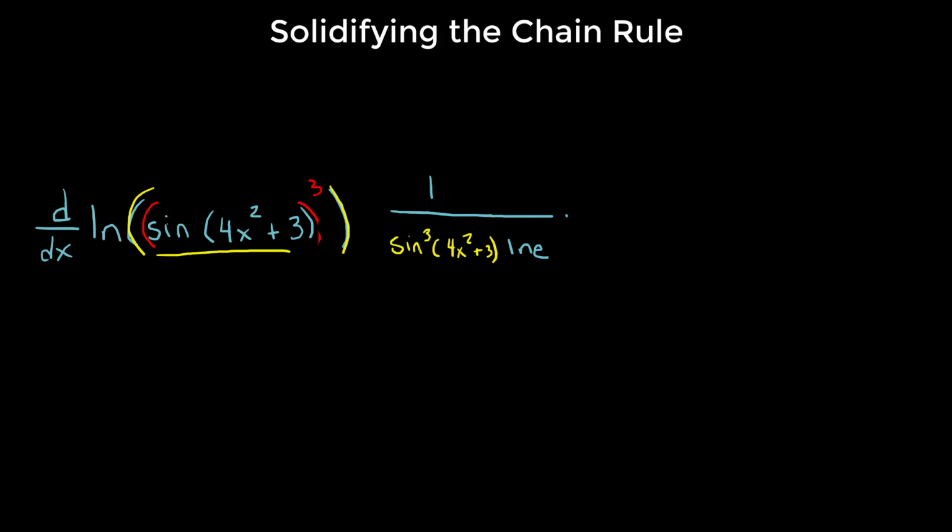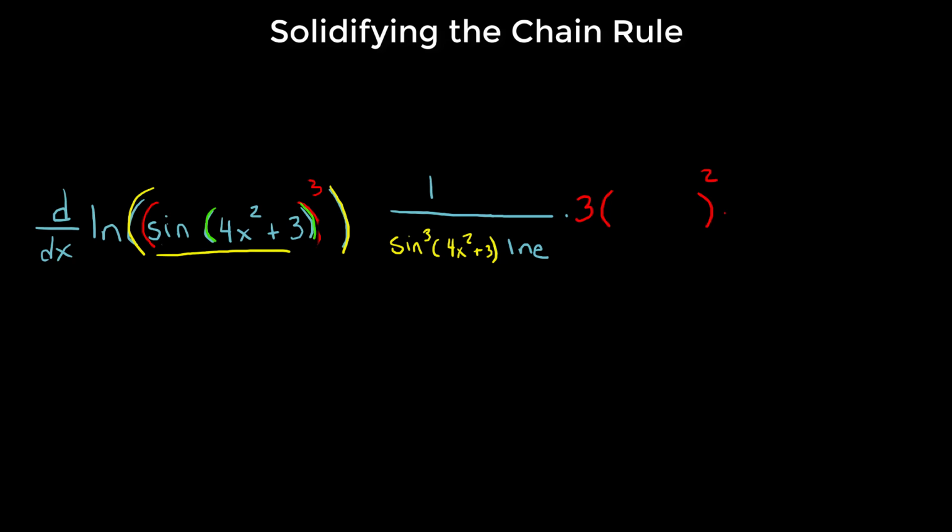So we already took care of the natural log part. Now we worry about the derivative of something cubed. The derivative of something cubed is going to be 3 times that something squared. And then we multiply by the derivative of that something. And what's left on the inside? Well, the inside was sine of all this good stuff.